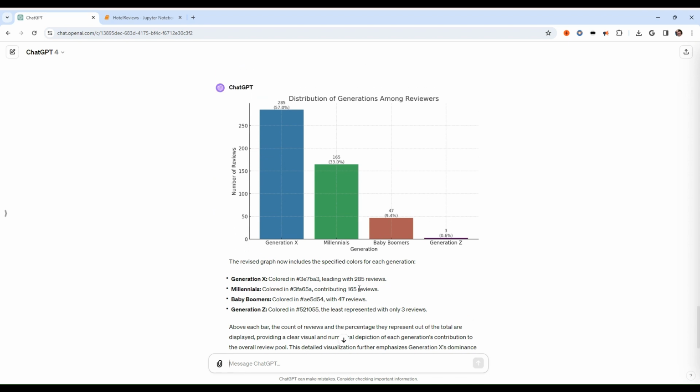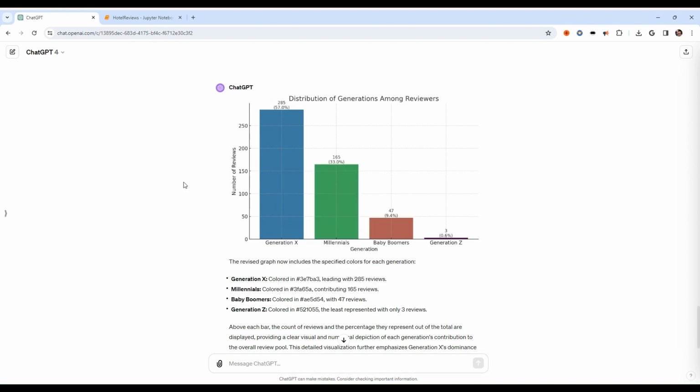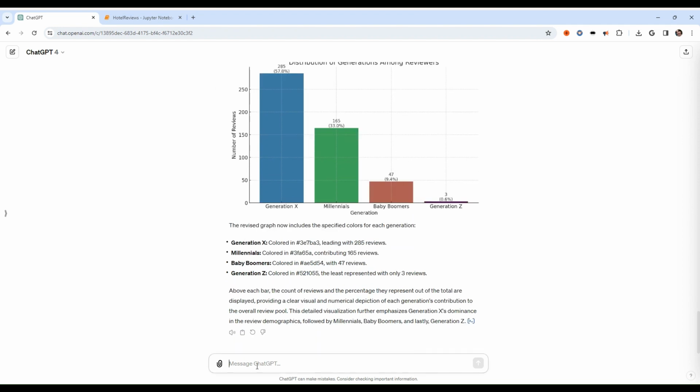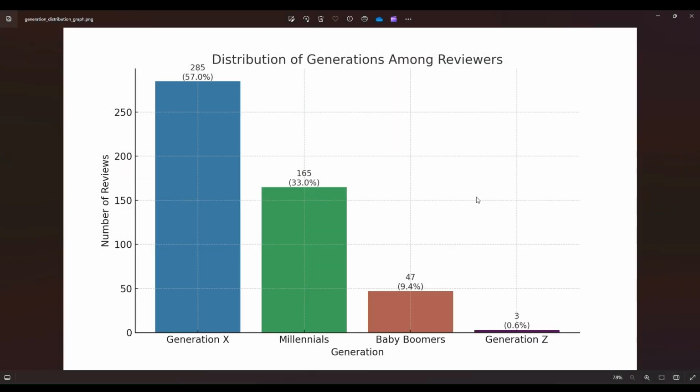This is great, but how do I get this into a future report? If I click Save As, it doesn't let me save the file. I could take a screenshot with the snipping tool, or I could ask ChatGPT to make it so that there's a link for me to download this as a PNG file. Let's do that. Wow, just like that, I've got this beautiful graph in our brand colors that's easy to read that I can put in a future report.